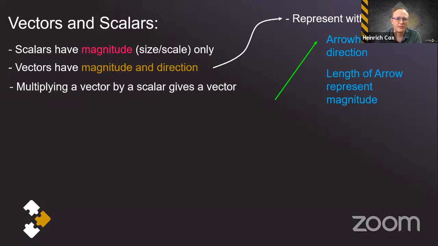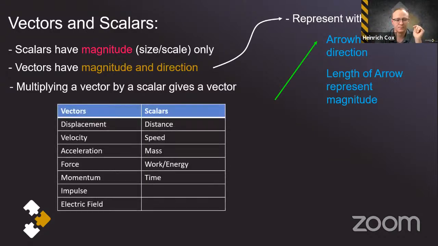Now, just so you're aware, if you multiply a vector by a scalar, the result is also going to be a vector. So one that you might know of if you're in matric is momentum, where you take mass and multiply it by velocity and you get the vector momentum.